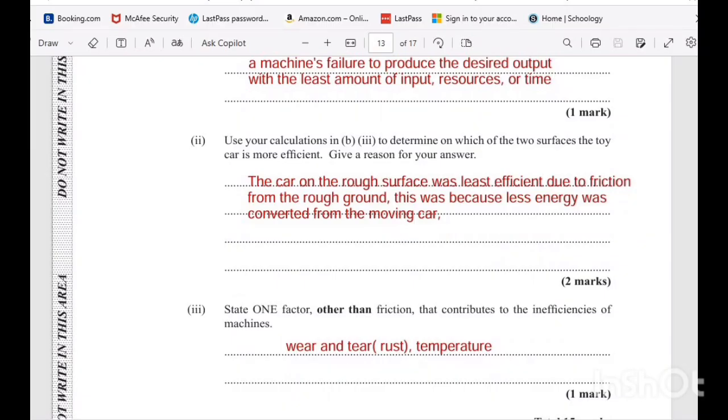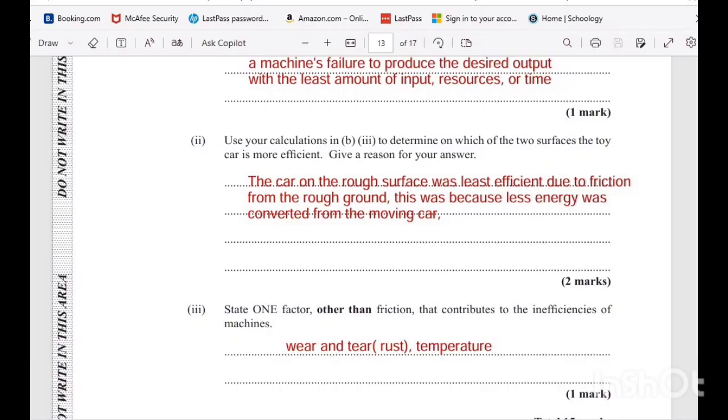Part 2 says, use your calculations in B above to determine which of the two surfaces the toy car is more efficient on. Give a reason for your answer. So remember, we had the car on the smooth surface producing 100 joules of energy, and the one on the rough surface only producing 50 joules. Now, it's the car on the rough surface that was least efficient due to friction from the rough ground, and this was because less energy was converted from the moving car.